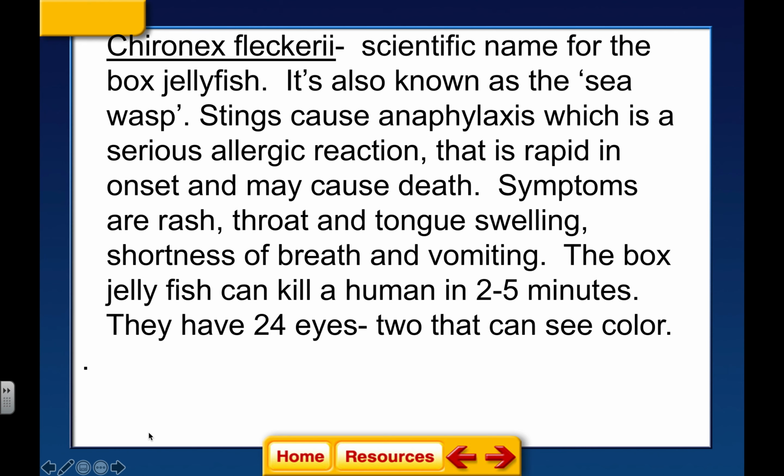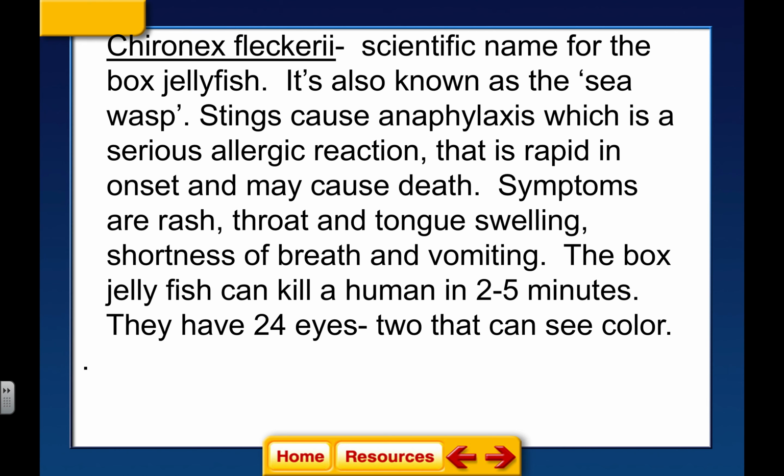All right, scientific name, Chironex fleckeri. This is the scientific name of your box jellyfish, also known as the sea wasp. The stings cause anaphylaxis. Anaphylaxis is a reaction in which you can't breathe. Very, very serious allergic reaction. And it releases a very, very bad poison into the system that comes on very rapidly. So it's not something you're going to feel 24 hours later. You're going to feel it right away.